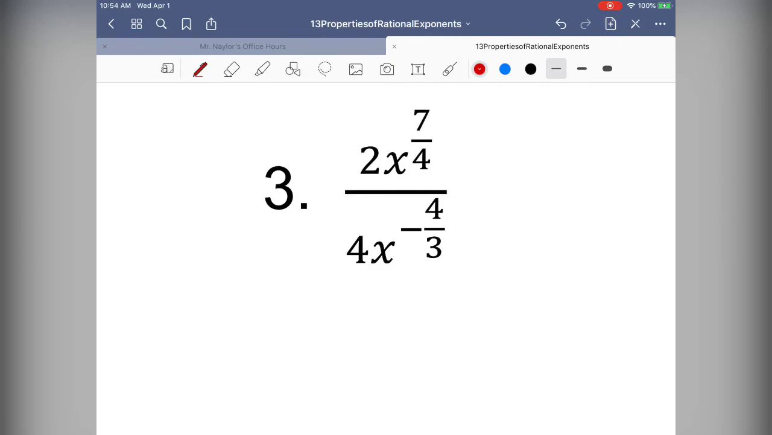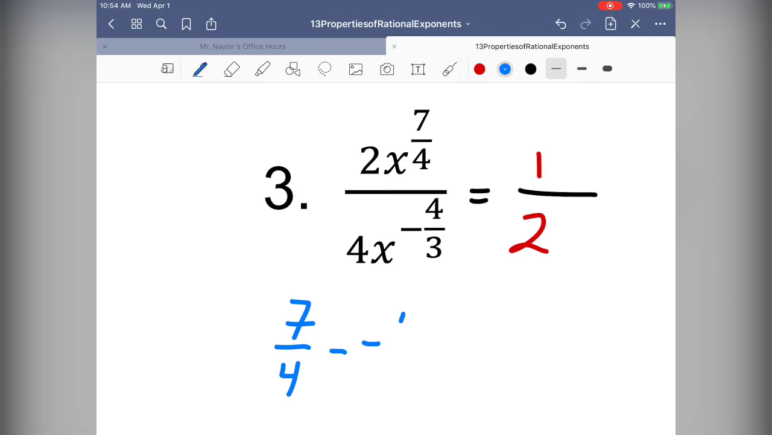Everybody's favorite, a fraction. Okay, well, we can at least take care of the coefficients. The coefficients are going to divide. They're going to reduce. They're going to become 1/2. Okay, there's really nothing fancy there, nothing with the exponents. Now, we do have some exponents. You're supposed to subtract them. You're supposed to subtract the top minus the bottom.